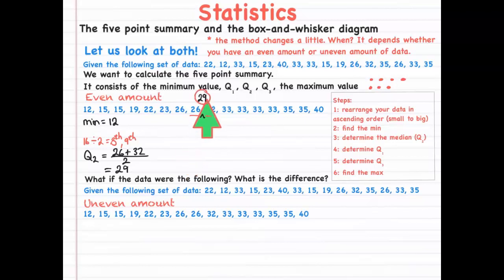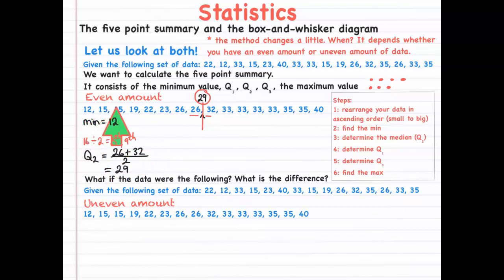Okay, so I'll circle this number in red. It does not include this number in the first half. So we know that this 29 separates our data into two. So it's all the way from 12 to 26. That is our first half. And to find the lower quartile, or the first quartile, we need the middle of this first half. So we do exactly the same as here.